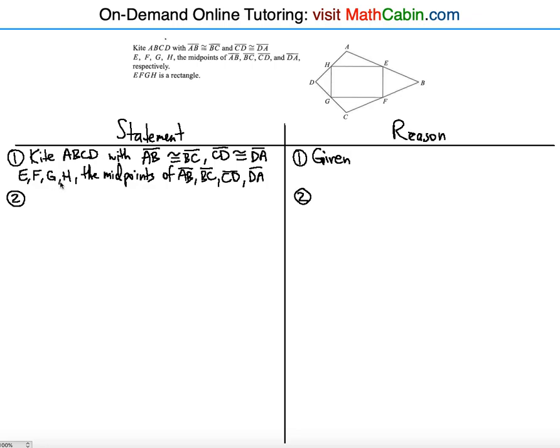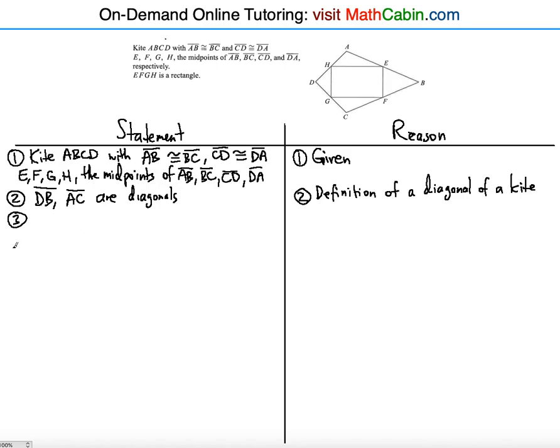The next step is to see that DB and AC are diagonals of a kite. So these are the diagonals. So we're going to say DB and AC are diagonals. The reason for that is simply the definition of a diagonal of a kite.